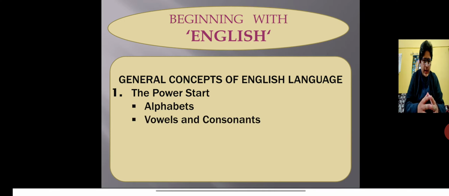Heading on, we get alphabets divided into two categories: vowels and consonants. I'm definitely going to give you a detailed description of what these are.